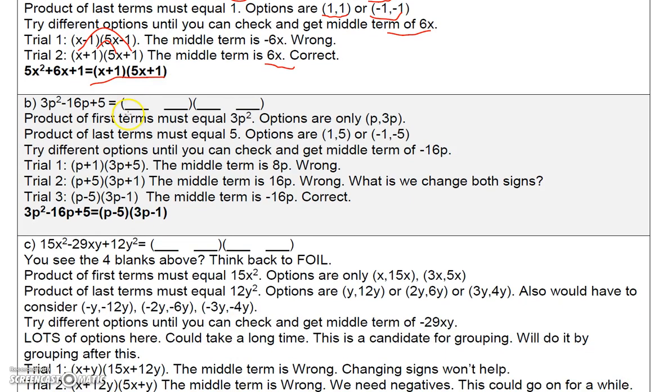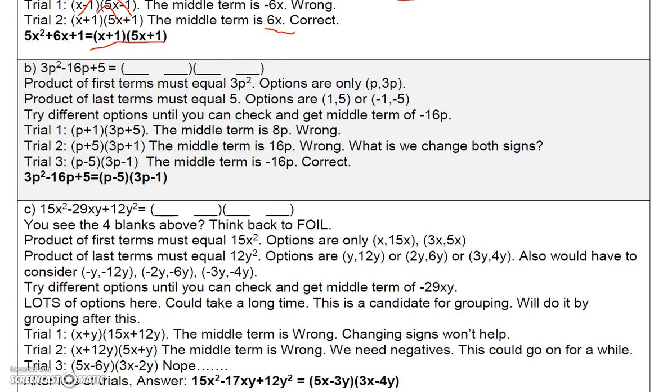Okay, let's do another one. Here, my first factors have to be factors of 3p squared, and my last terms have to be factors of 5. So 3 is a prime number, so that pretty much means p and 3p are my only options. But in order for me to get 5 for the last term, the only factors of 5 that I can use are 1 and 5, or negative 1 and negative 5. And then, of course, I need to make sure I get the middle term of negative 16p when I FOIL.